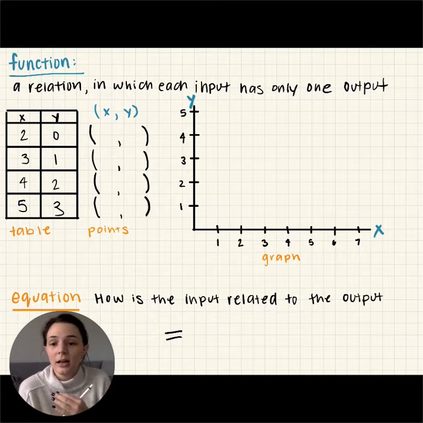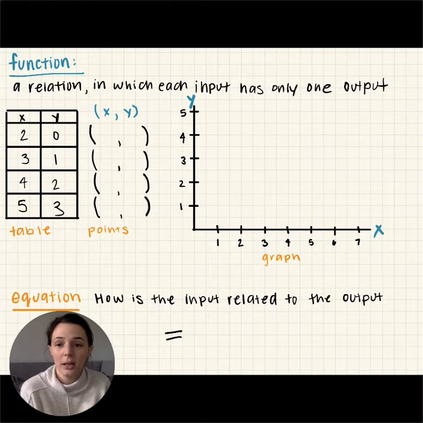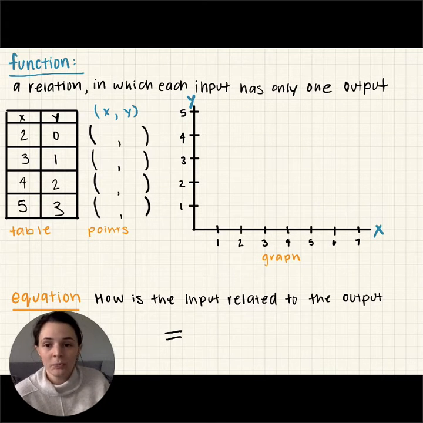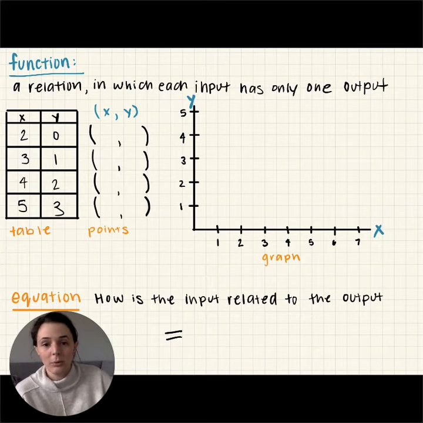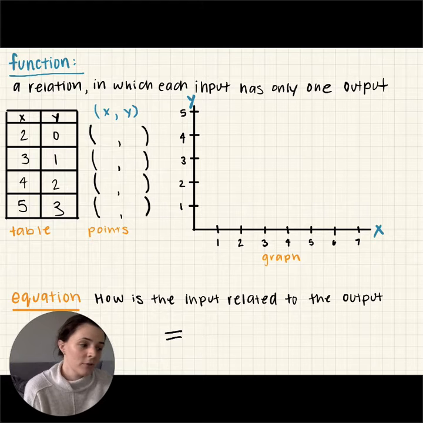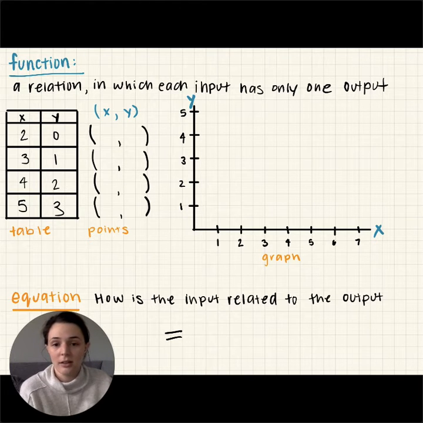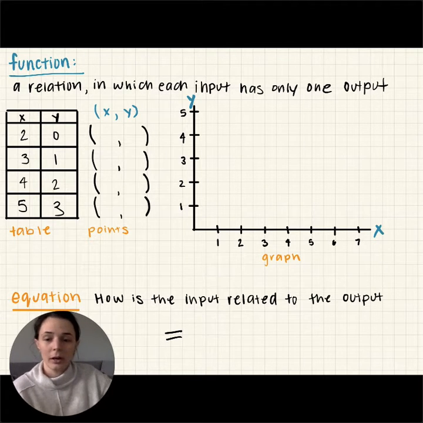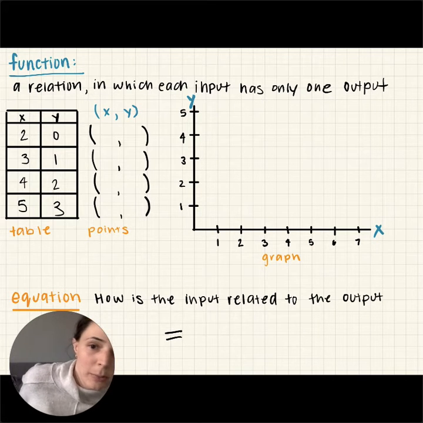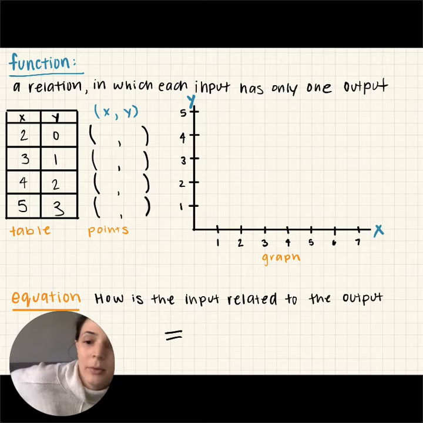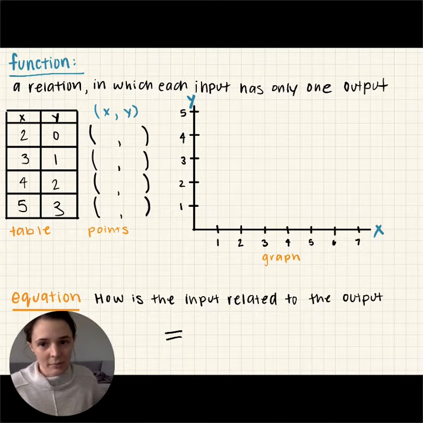So we've looked at functions represented as tables, like we have here. We know we can write them out as coordinate points, and then after we write them out as coordinate points, we can put them on a graph. We've been looking at this stuff for a few weeks now, but I want to do a quick review and then use this example to explain how we can use an equation to represent the same thing.